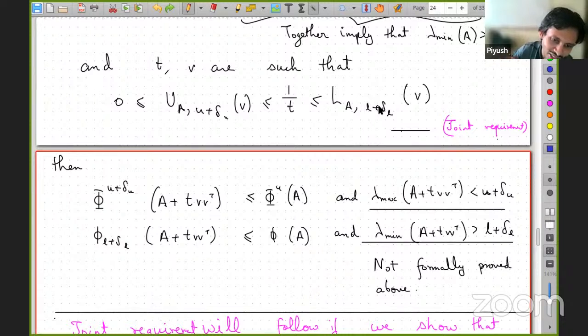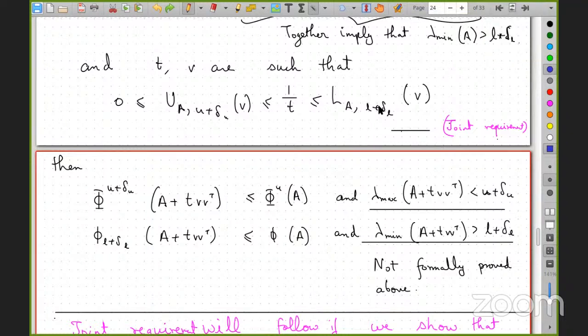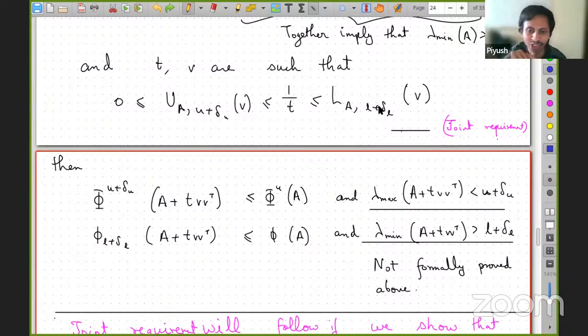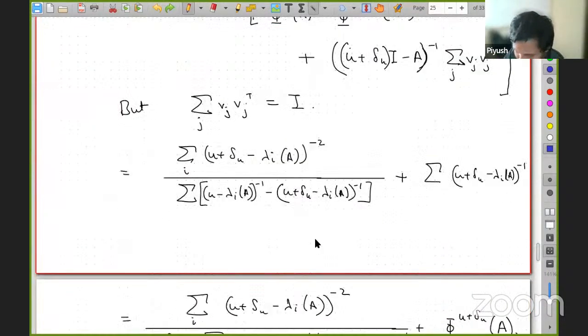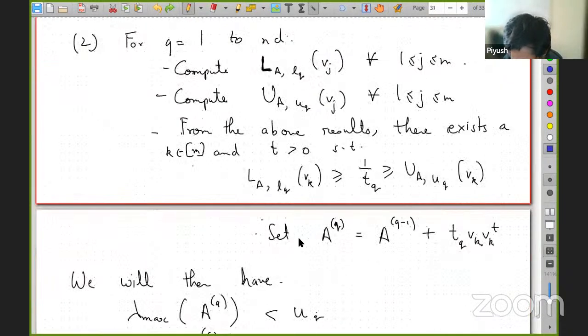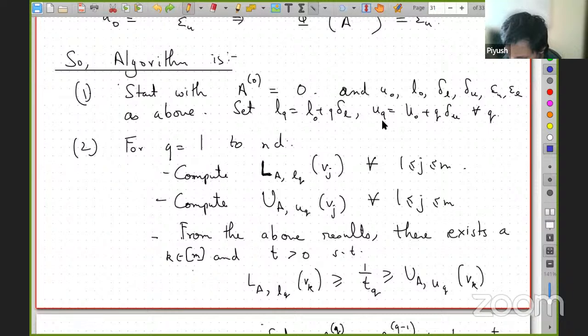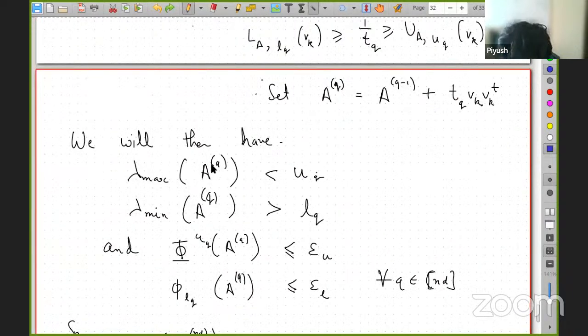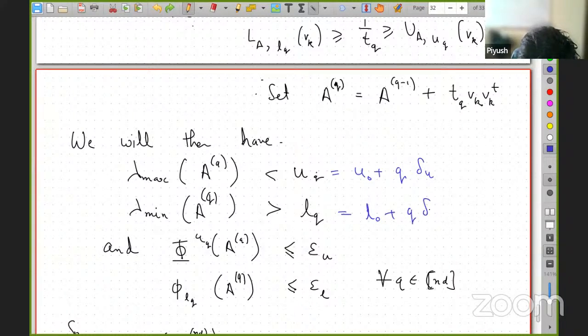You want to move it in such a way, and there's one vector which achieves it at the same time. Move as in add, not multiply. All the parameters remain the same. Only these upper bounds, the LQ and UQ, are changing. The qth matrix has its eigenvalue bounded above by U0 plus Q times delta U. So you're moving both of them by a constant distance.